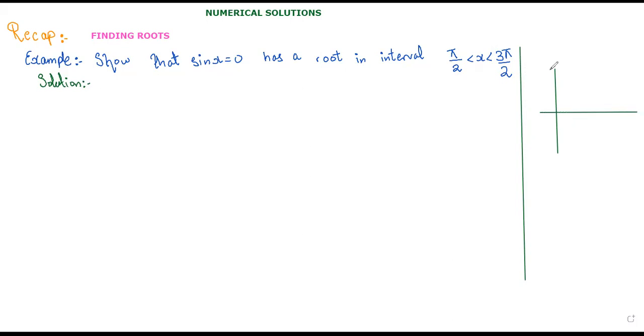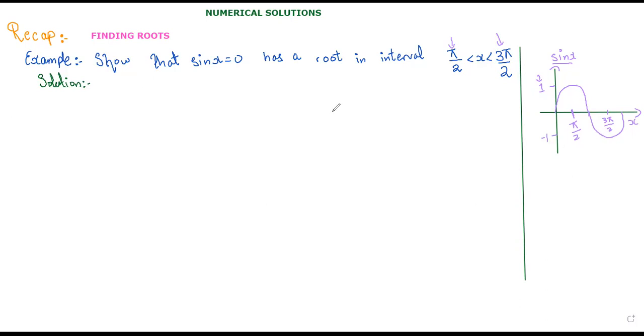So this is sine x and this is x, and this is the graph. This is pi by 2, this is pi, and this is 3 pi by 2. I'm only mentioning these x coordinates because of my interval. And this is 1 and this is -1. So sine of x at x equals pi by 2 is 1, and sine of x at x equals 3 pi by 2 is -1.